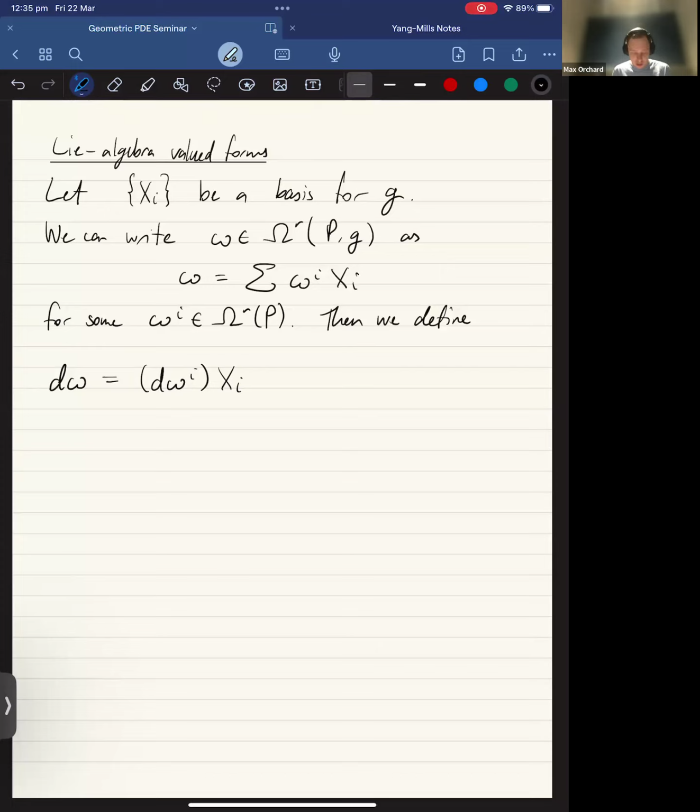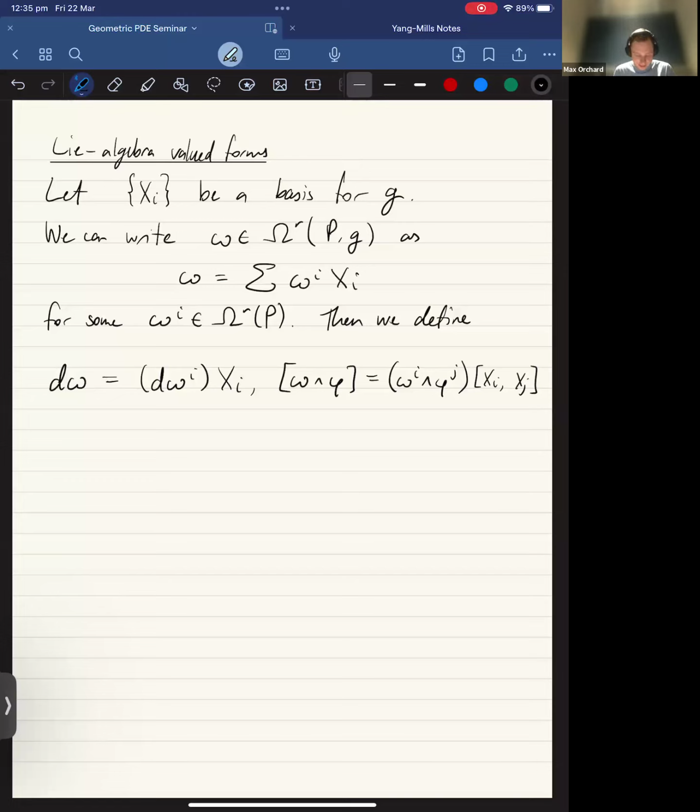And I'm also going to define this wedge product here to be kind of like the wedge product of the real valued forms, but we also have to do this multiplication here in the Lie algebra. And multiplication in the Lie algebra is essentially taking the Lie bracket. Now here I'm using some Einstein summation because it was a lot to write on one line.